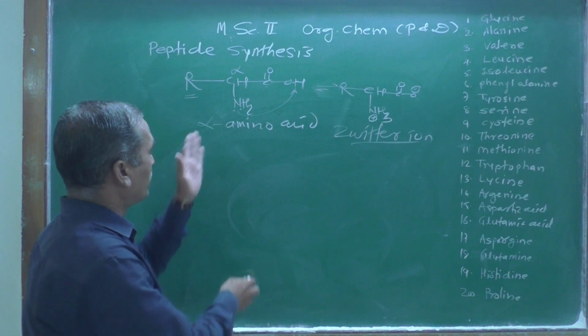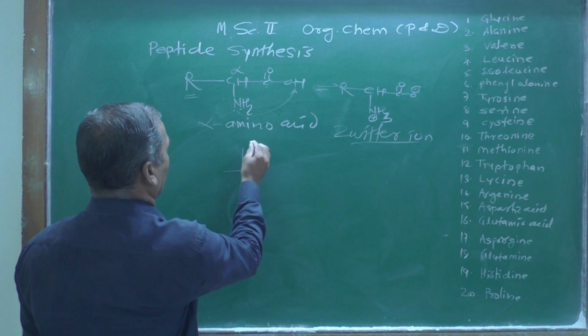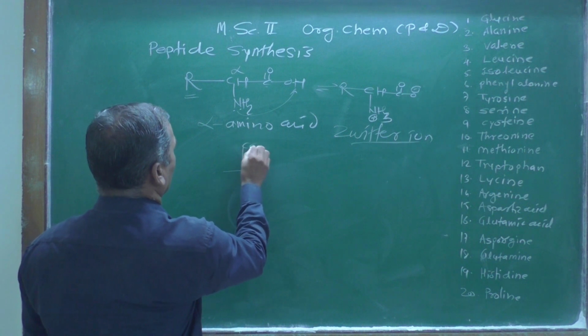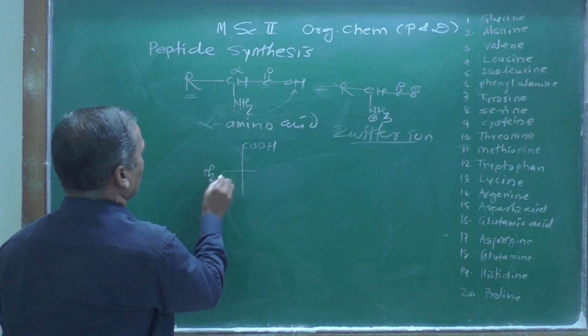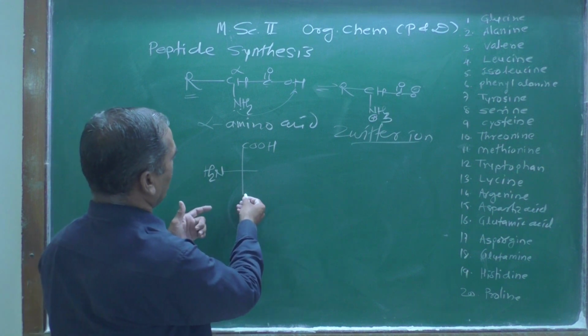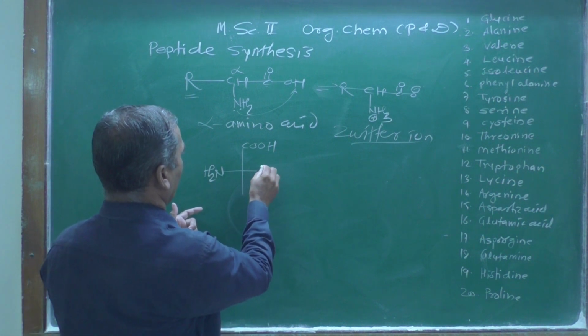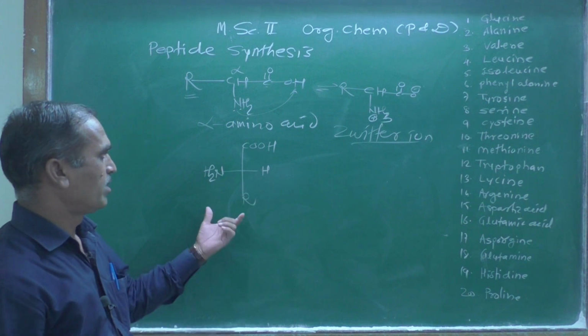Now here, according to the Fischer projection formula, what you have to show is, you have to keep the most oxidizable group, normally the carboxylic COOH, over here, right? And now on the left hand side you can put an NH2 group, and then there will be a hydrogen atom here, and here you can call it R.